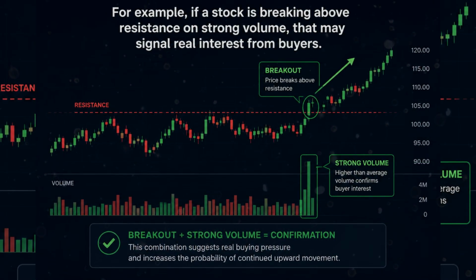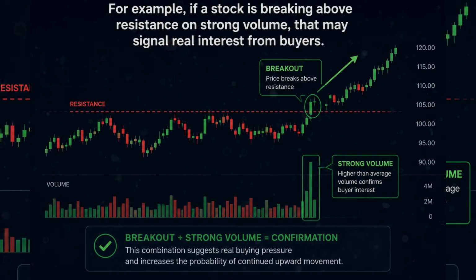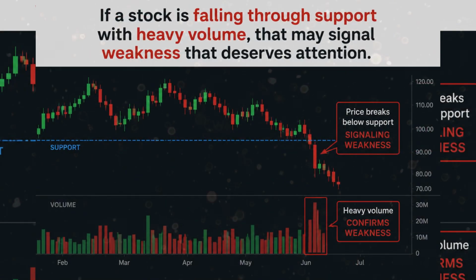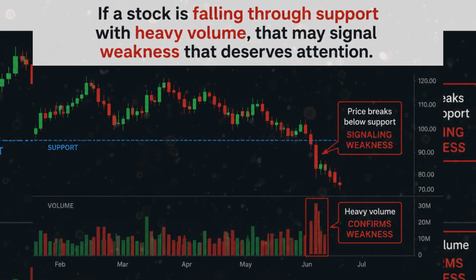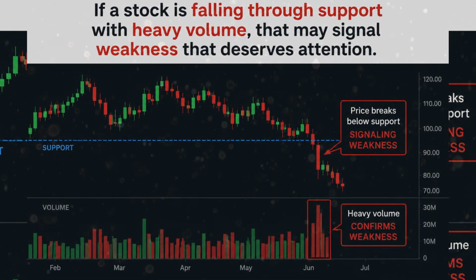For example, if a stock is breaking above resistance on strong volume, that may signal real interest from buyers. If a stock is falling through support with heavy volume, that may signal weakness that deserves attention.